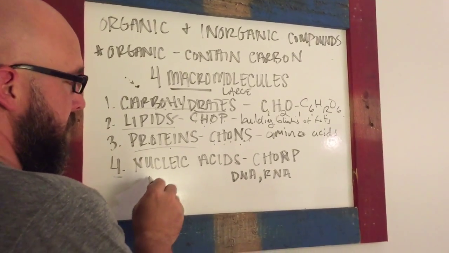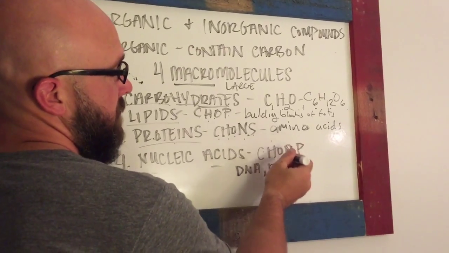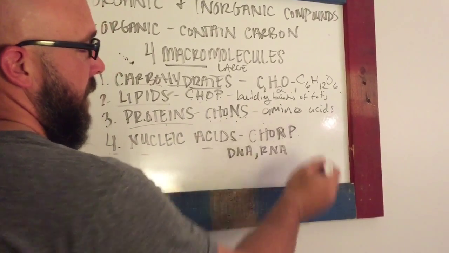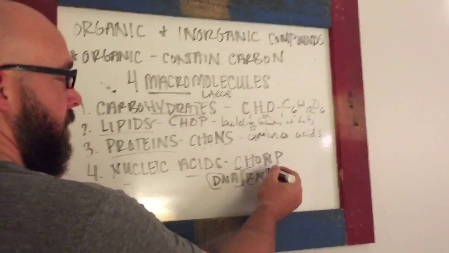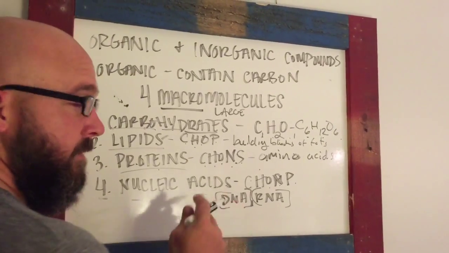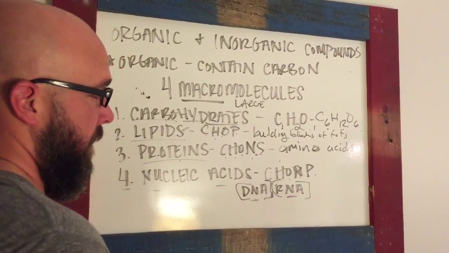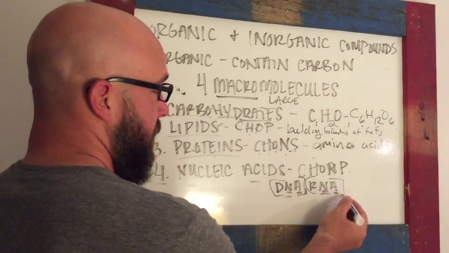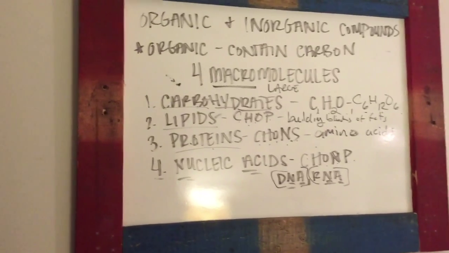Then the fourth one is nucleic acids. Okay, these are carbon, hydrogen, oxygen, nitrogen, and phosphorus. Nucleic acids are DNA and RNA. All living things, even if they're a single cell, must have either DNA or RNA. That's what the NA stands for, nucleic acid. Okay.